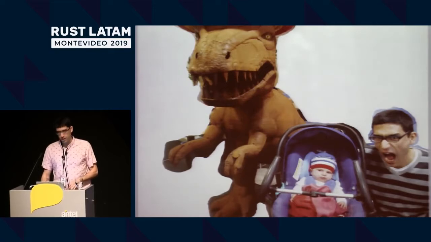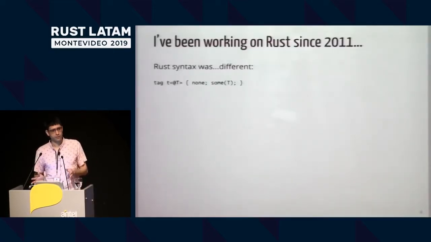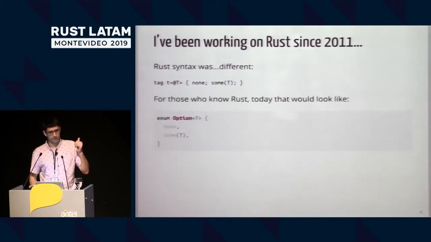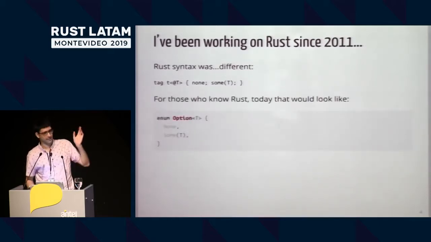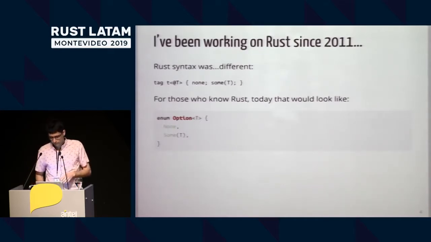So I've been working on Rust for a while, and you know, things back then, they were a little different. I went looking through the history of the repo. The syntax, for example, was a little different. If you know Rust today, you would recognize this more like that. That's how it looks now. But back then, it was written a little differently, and I'll talk later about how the language was different in deeper ways too, not just the syntax.